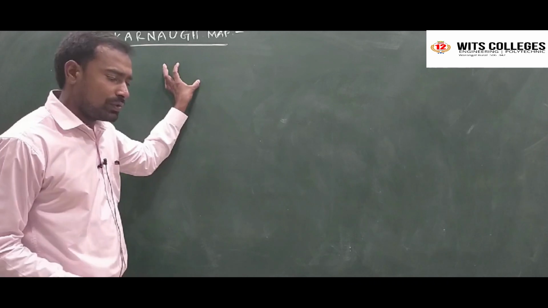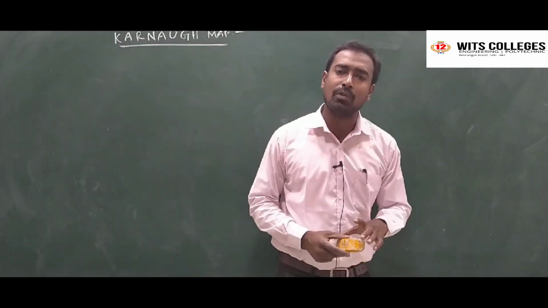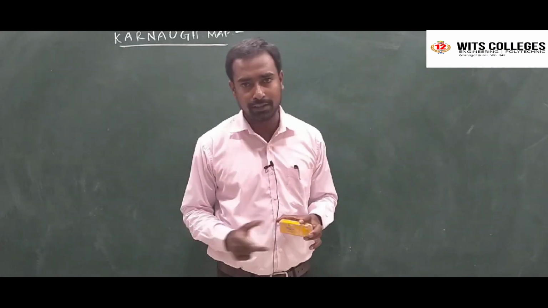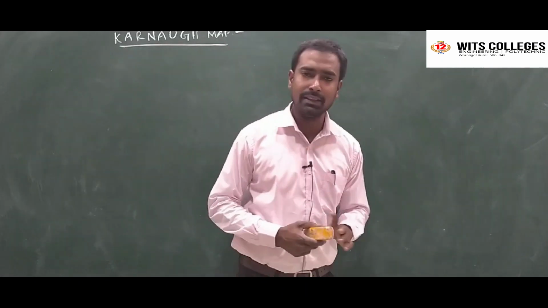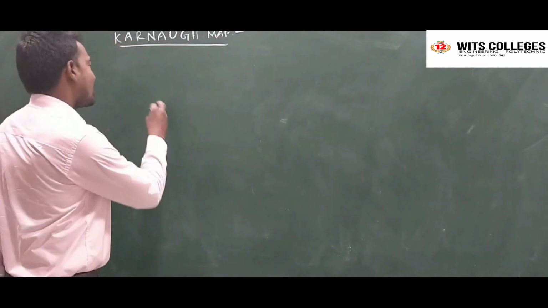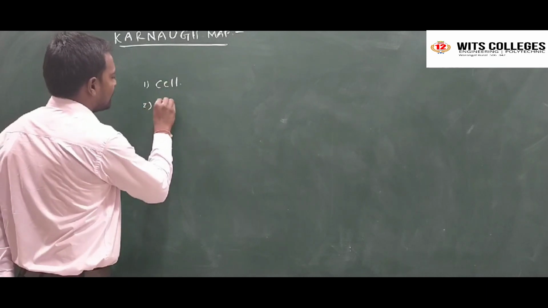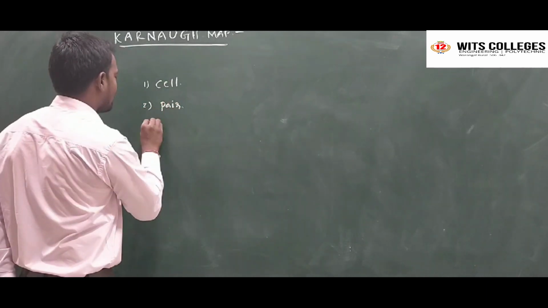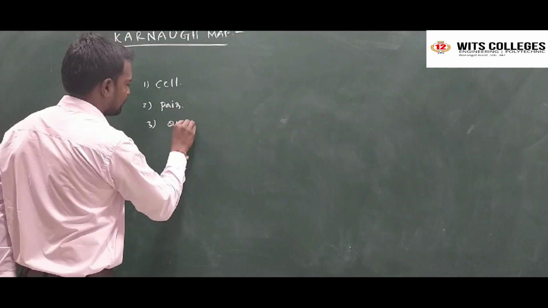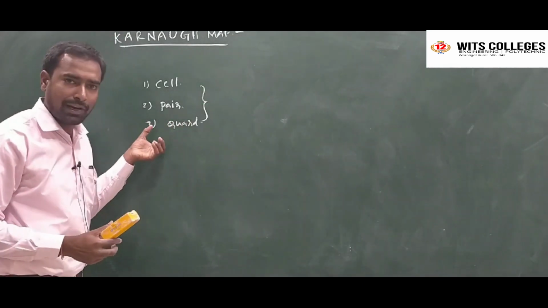So the K map is used to simplify, or to find out, the sum of products and product of sum in a simplified manner. And in this K map we use three words: the first one is cell, the second one is pair, and the third one is quad. And we use all three words frequently.